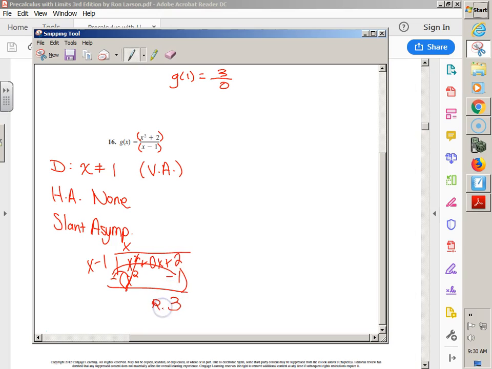But for slant asymptotes, do I worry about the remainder? And the answer is no. So therefore, my slant asymptote is just going to be y equals x. So I have my vertical, horizontal, slant.